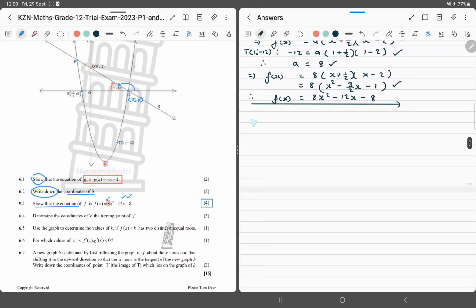Then the next question, 6.4, says, determine. Now, determination can be by inspection or by calculation. The coordinates of V, the turning point of f. Okay, easy.